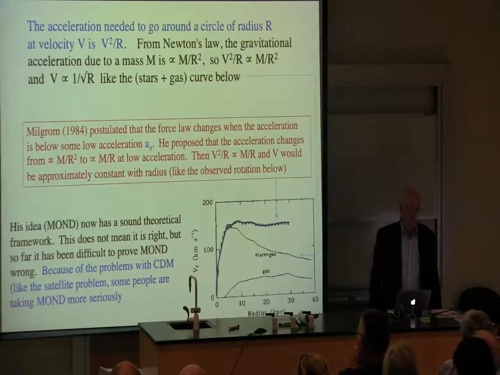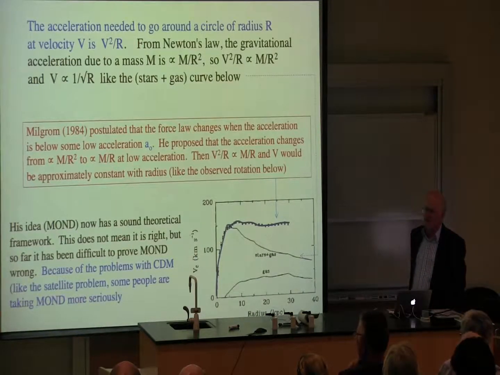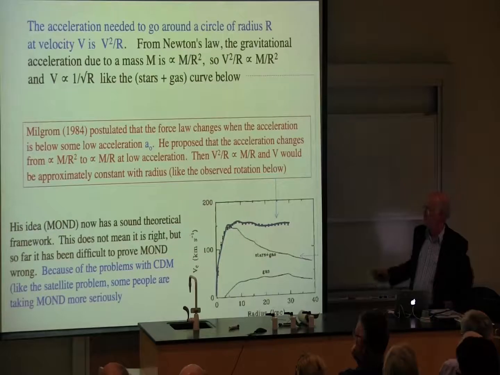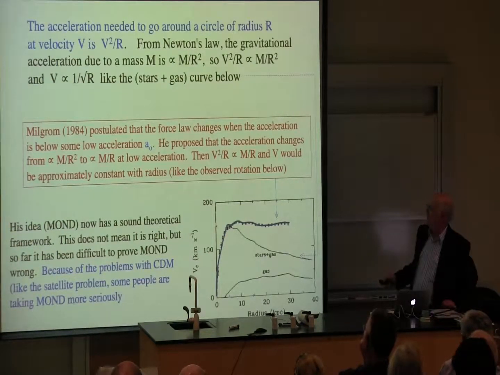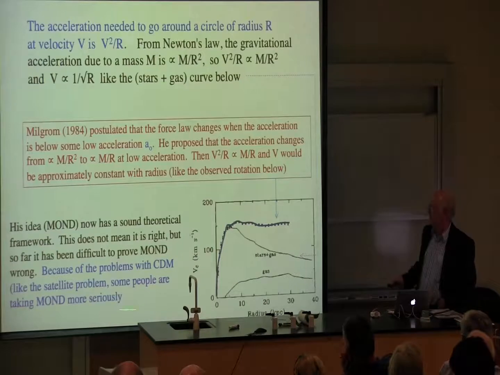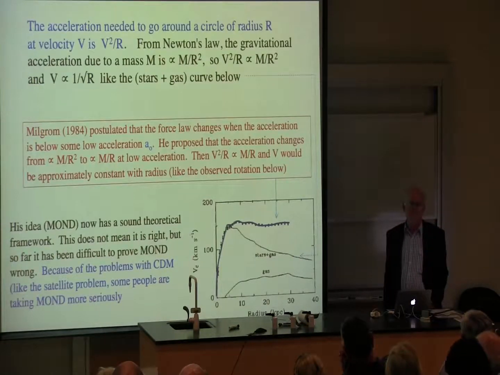This has been a very difficult idea to disprove. People tried very hard to discredit it. It's still sort of around, not perfectly. It's got its problems. I don't know if I'll get to this or not. But at the time, it was just an assumption. Now it's got a relativistic framework. That doesn't mean it's right, but it has really been very difficult to prove wrong. And because of the problems with CDM, like the too-many-satellites problem, and a bunch of others that I won't tell you about, some people are actually taking MOND much more seriously than they used to.